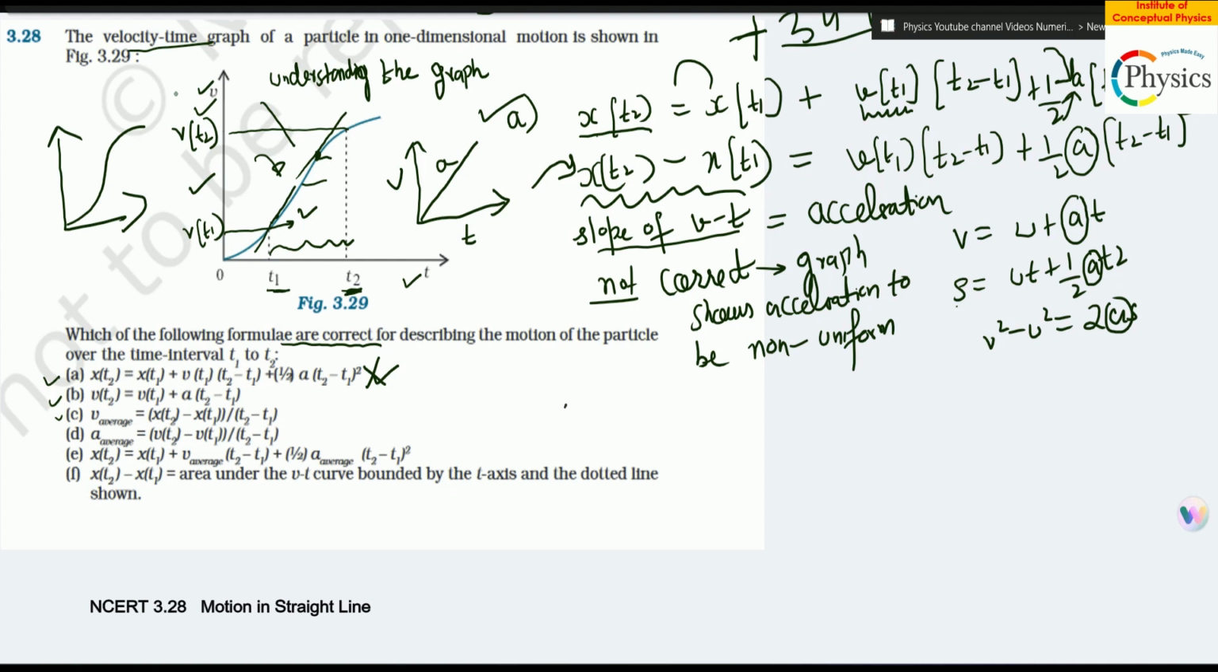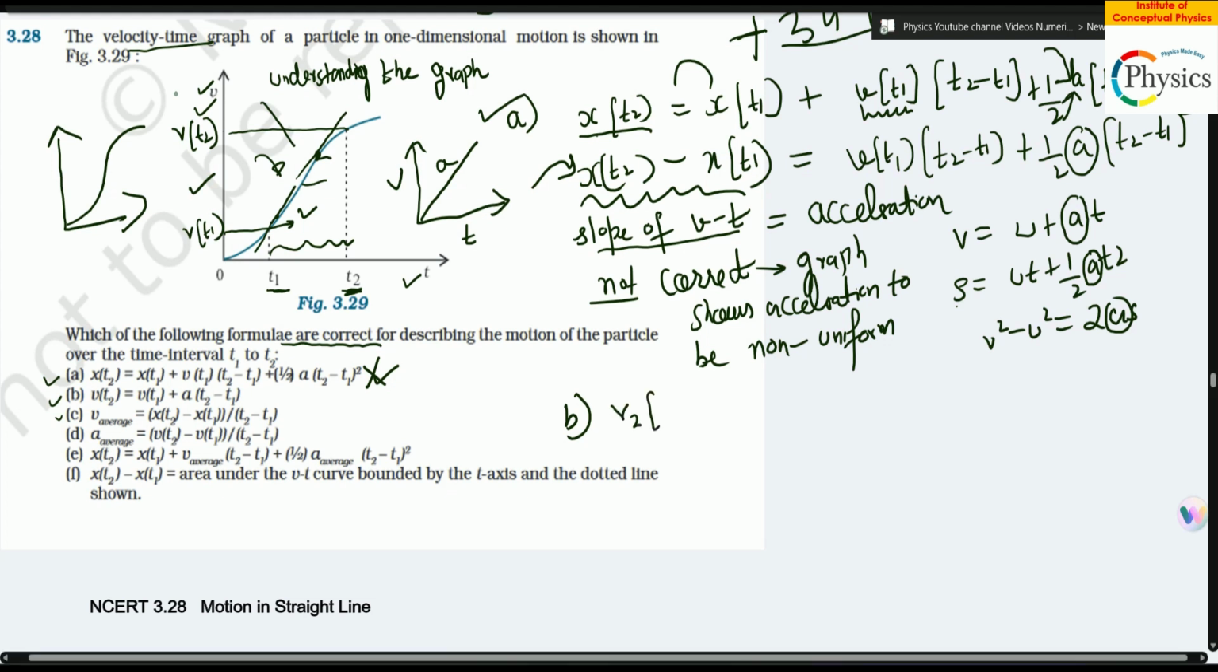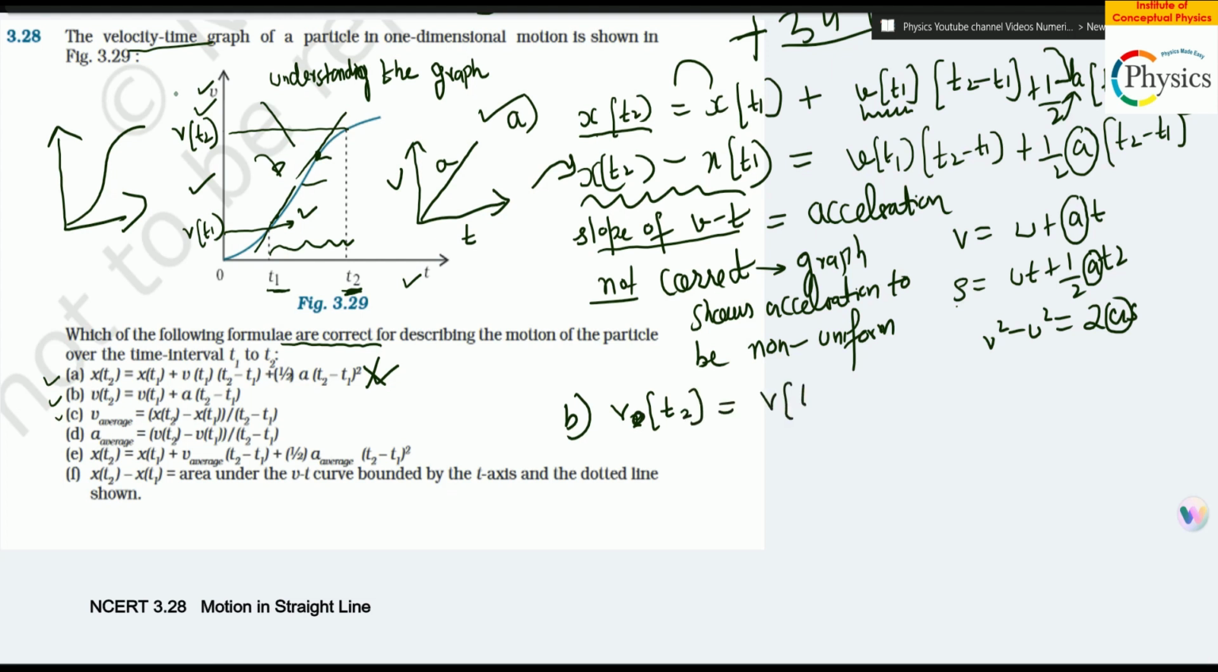Let's talk about B. V at t2 is equal to, let's say this is the final velocity at that time instant. So I will just call it V at t2 is equal to Vt1 plus A (T2 minus T1), right? This is quite similar to this particular situation.